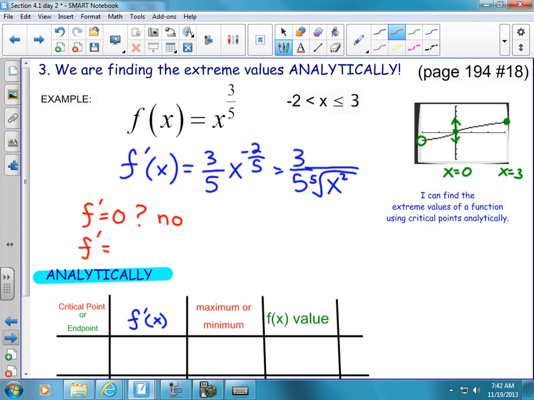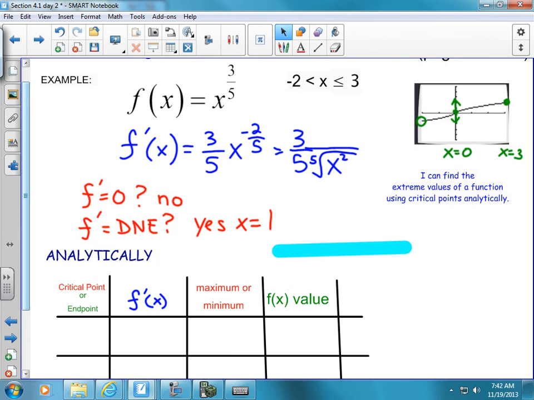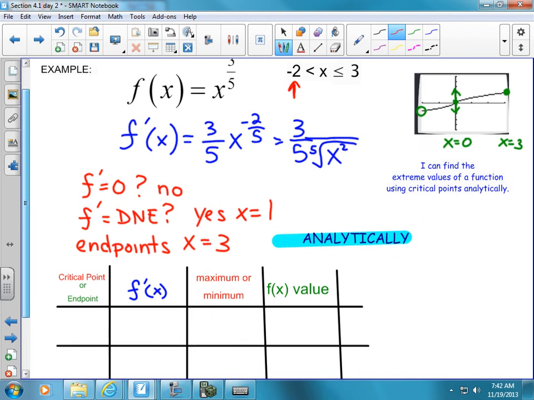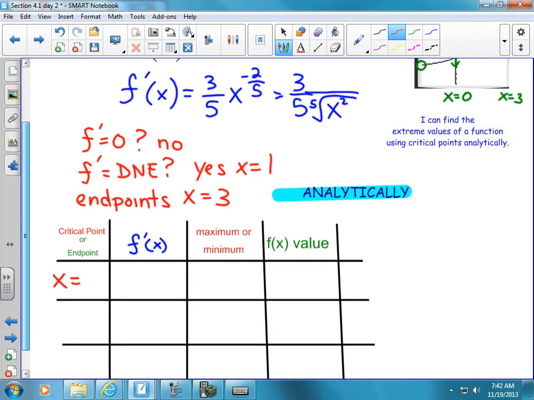Is there anywhere that the derivative does not exist? Yes, at x equals 0. And then our third place to look at points is the endpoints. We really only have one endpoint, because this function is defined from -2, not including -2, to x equals 3. So the endpoint we're going to look at is x equals 3. I made a little chart here to make this easier. We have a critical point at x equals 0, where the derivative does not exist, and we have an endpoint at x equals 3.